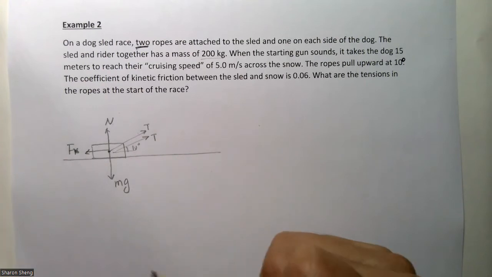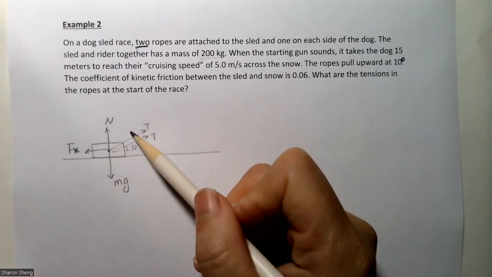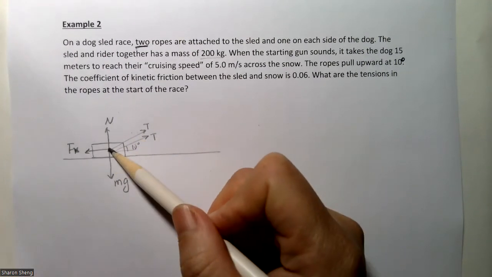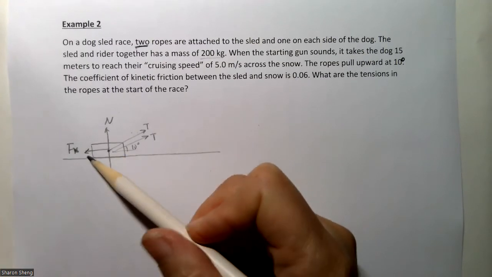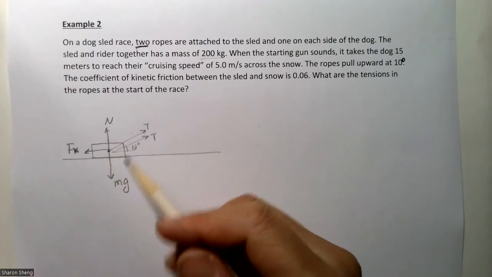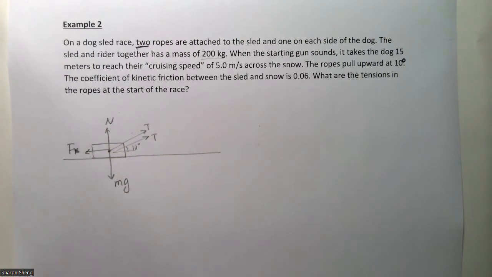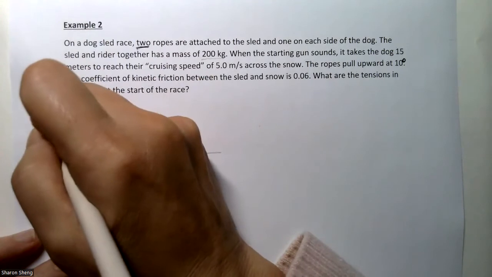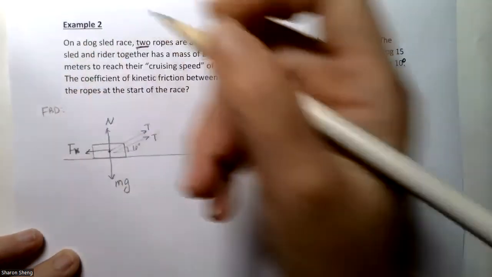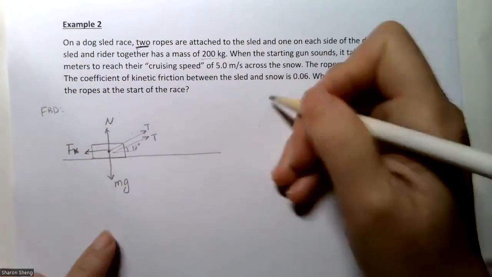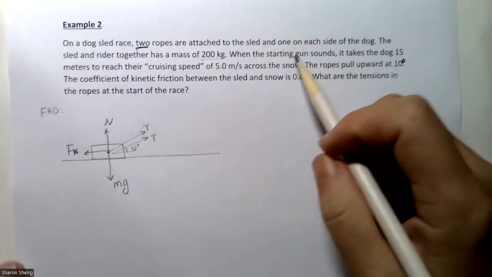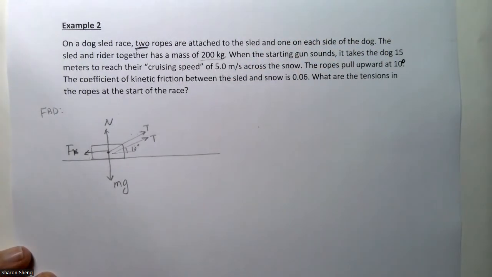Okay, and what I see here: two tensions from the two ropes, one normal force, one gravitational force, one friction force are all the forces applied on the sled. So this is the free body diagram. And then write down what else we know. We know initially the sled just starts from rest. When the gong sounds, the dog starts to speed up.